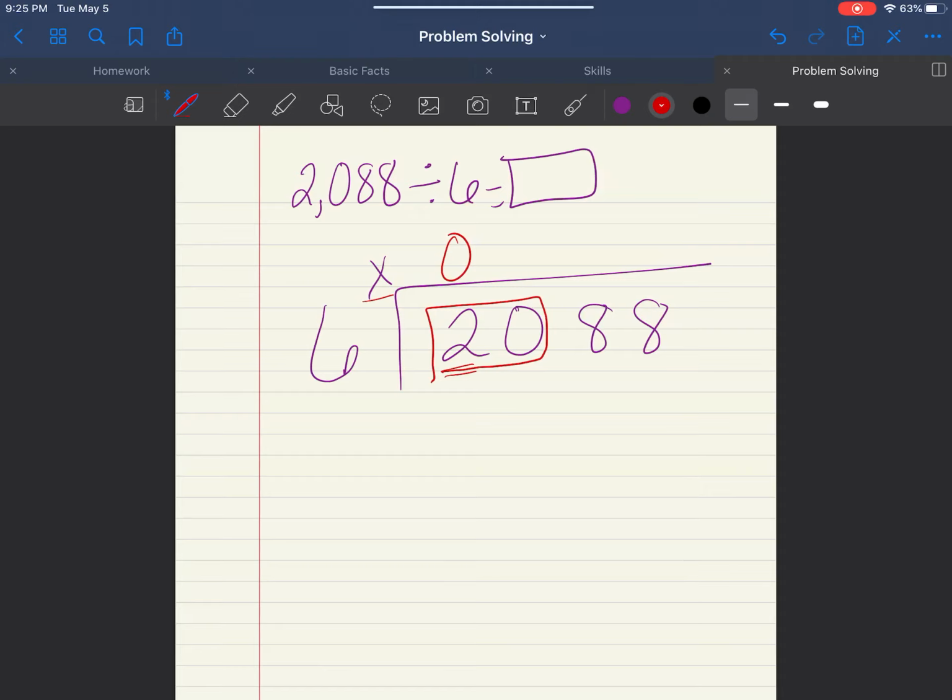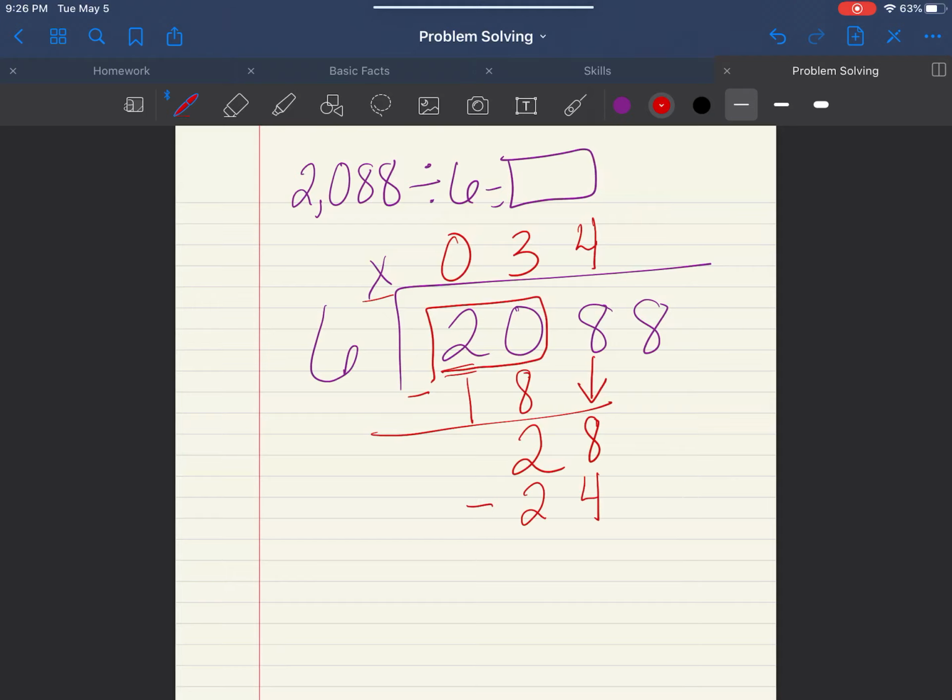Six times what gives me 2? That would be nothing. So I regroup. So now I have 20. 6 times what gives me 20? The closest would be 3. 6 times 3 is 18. 20 minus 18, that would be 2.